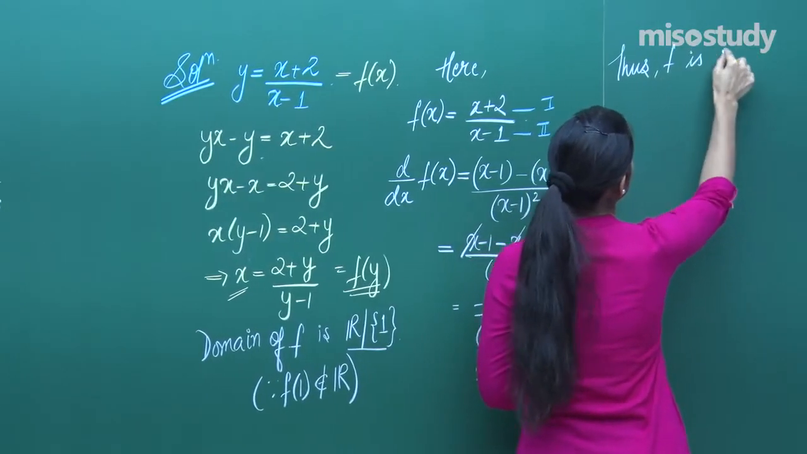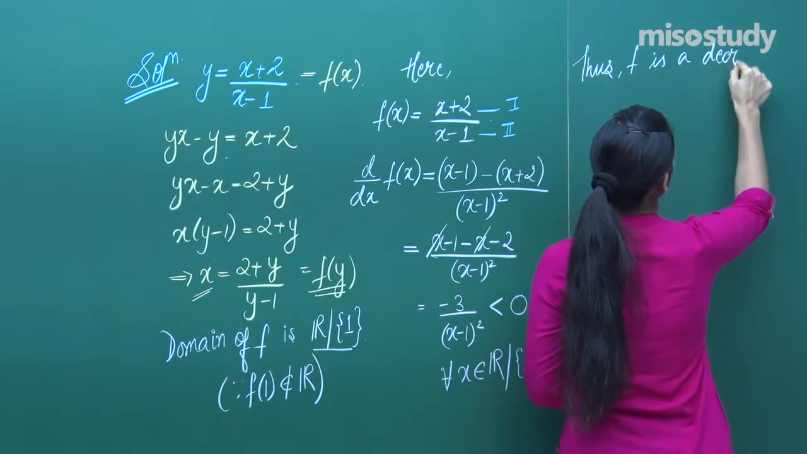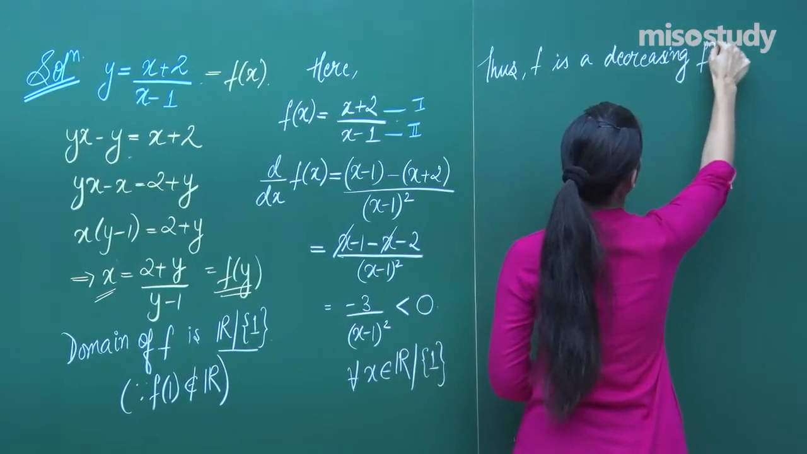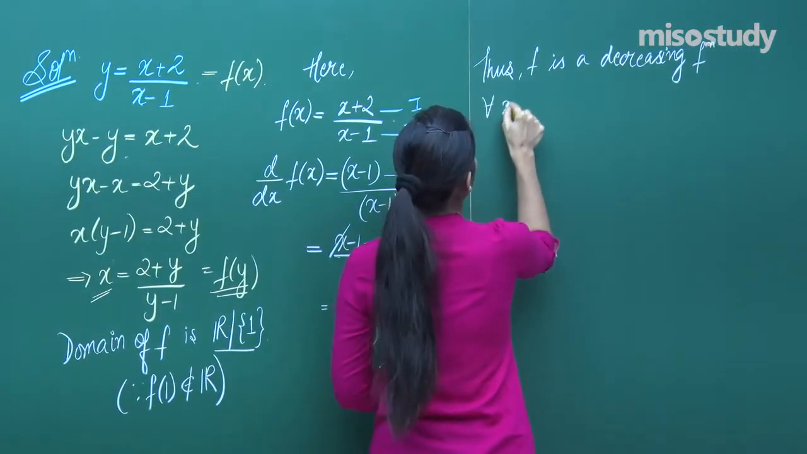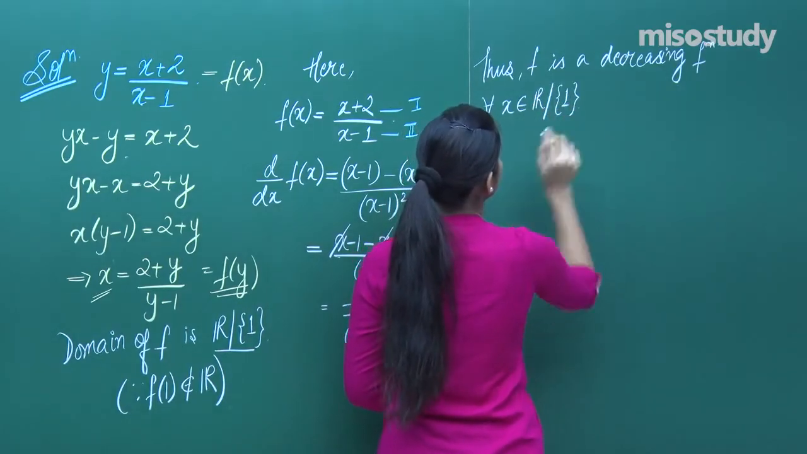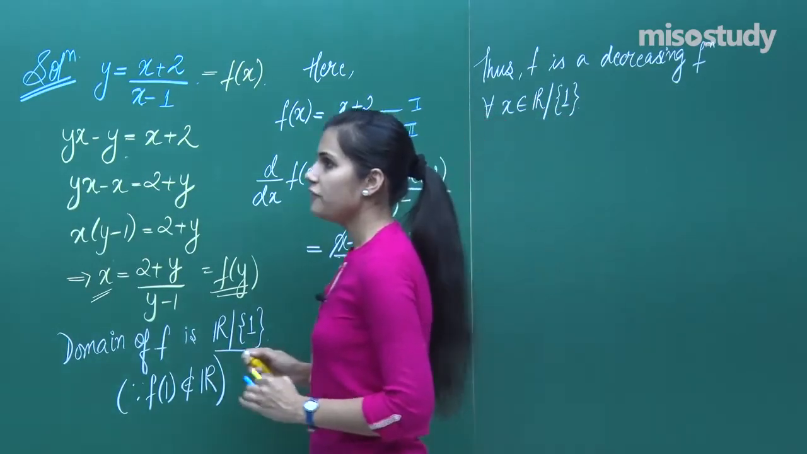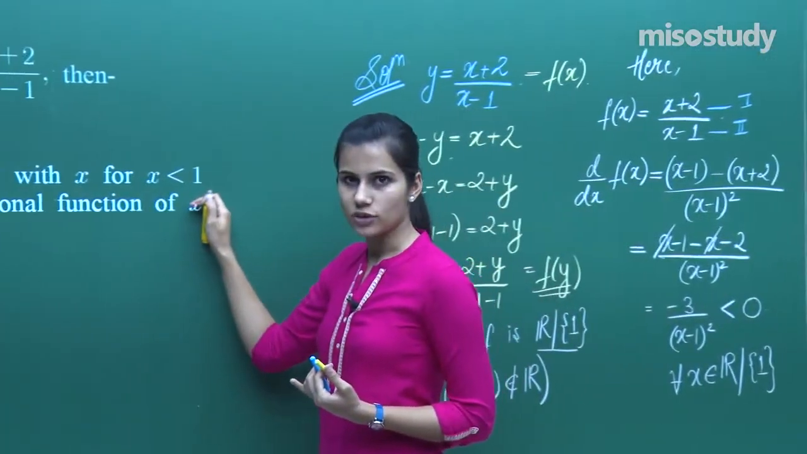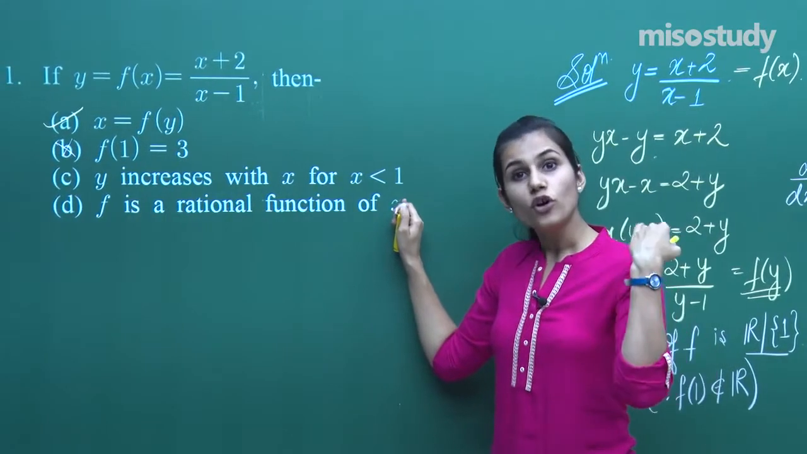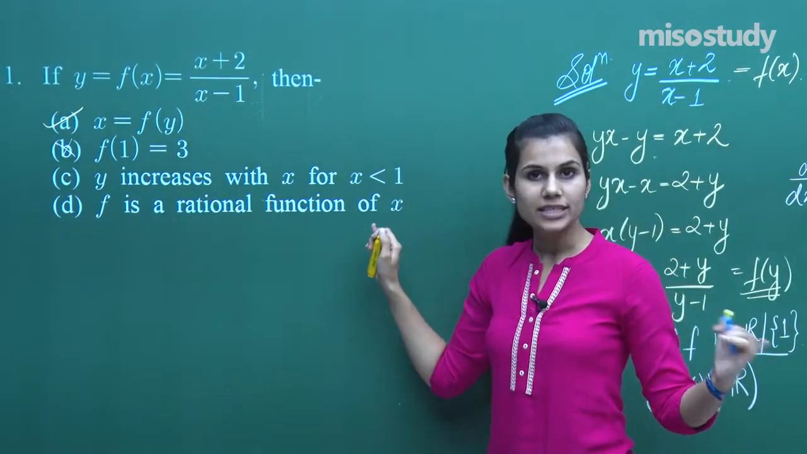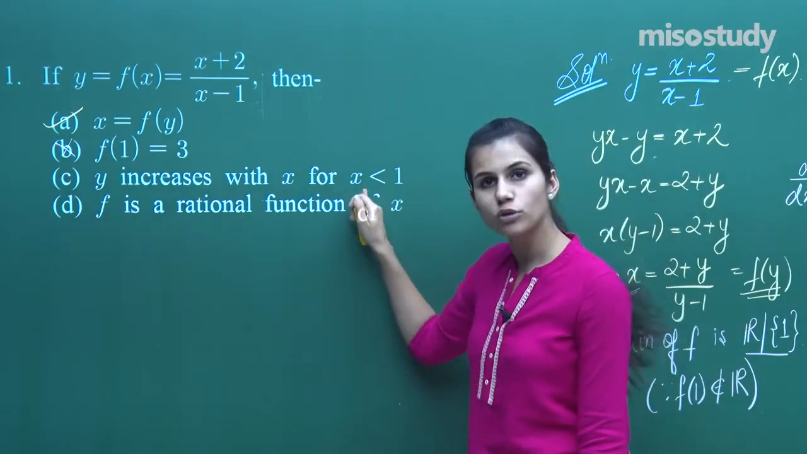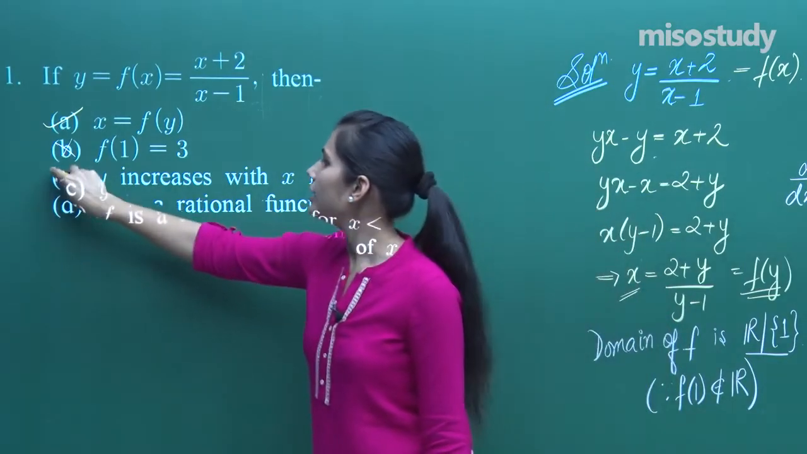F is a decreasing function for all x belonging to its domain. The option said f is increasing for negative x's, or basically x less than 1. But over here we are getting for all the x's, fx is decreasing. So it is not increasing for any x or over any portion of the domain, and that is why this is also wrong.